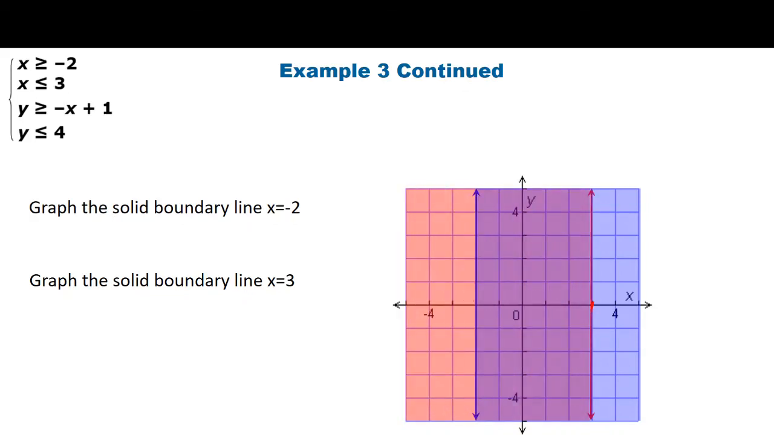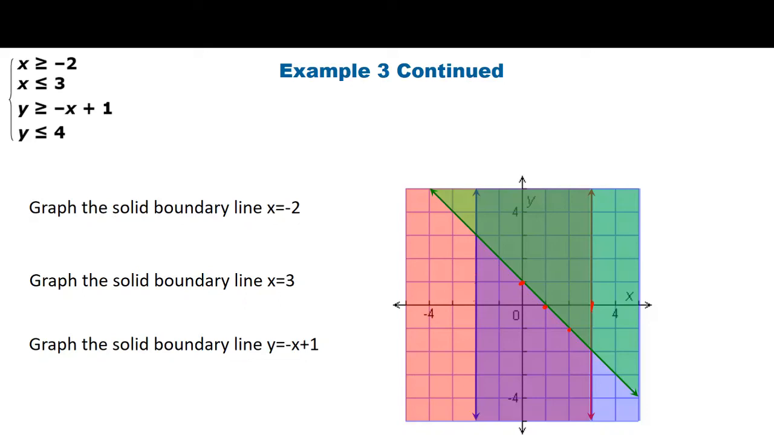All right, the next one says y is greater than or equal to -x plus 1. So when x is 0, y is 1. And we're going to go down 1 over 1. There we go. And this is, again, a solid line. There it is. And this says it's greater than. So we're going to shade everything up above.